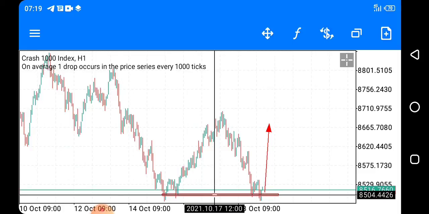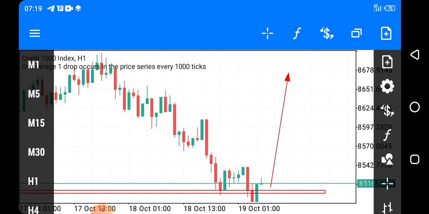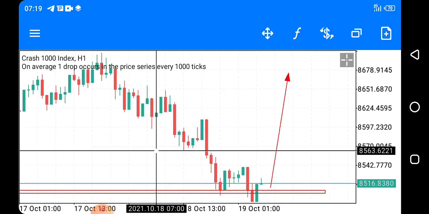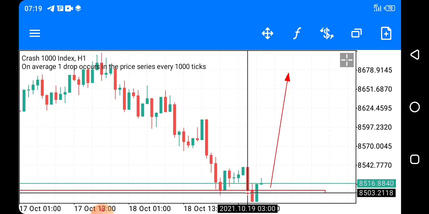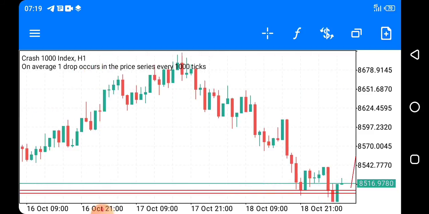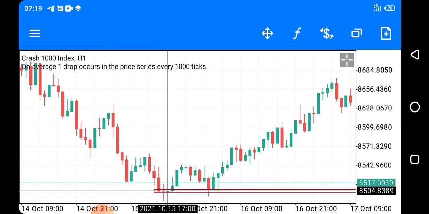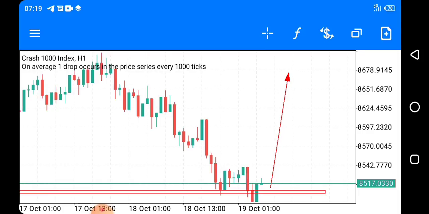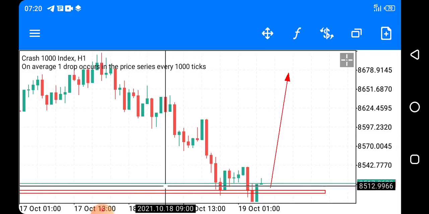All right, let me zoom it out so that you can see clearly. You can see that this candle had already closed below this zone, showing that it has broken the previous low. This is the previous low which I indicated earlier. When that happens, many traders are going to jump into selling. So we call this a first breakout.